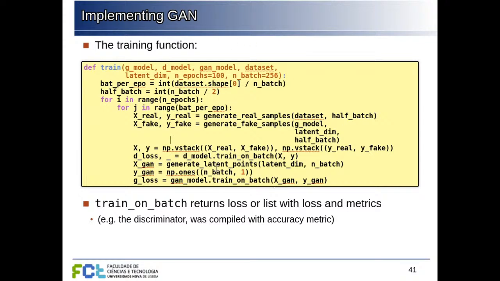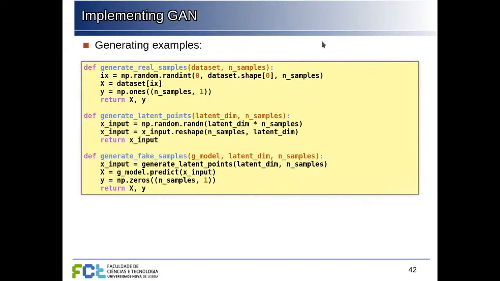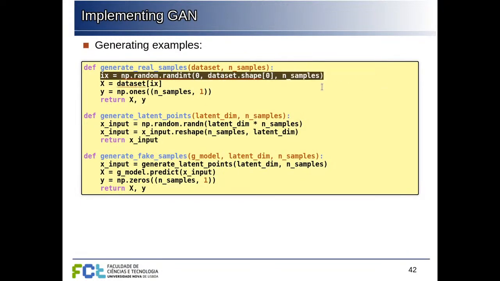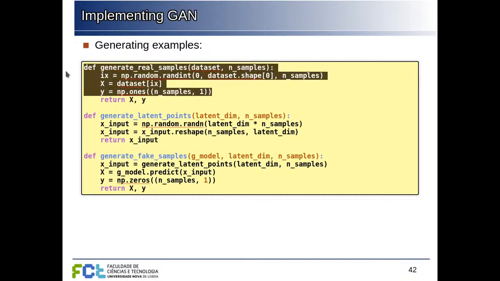And now we're going to alternate this for each batch, and we're going to do this over 100 epochs or something like that, and we keep training the two side by side. So let's just look at these different functions. The generate real samples function just picks a random set of examples from the data set.